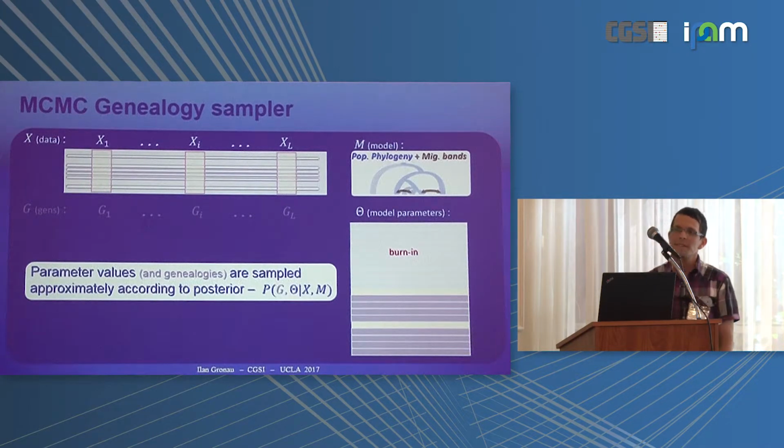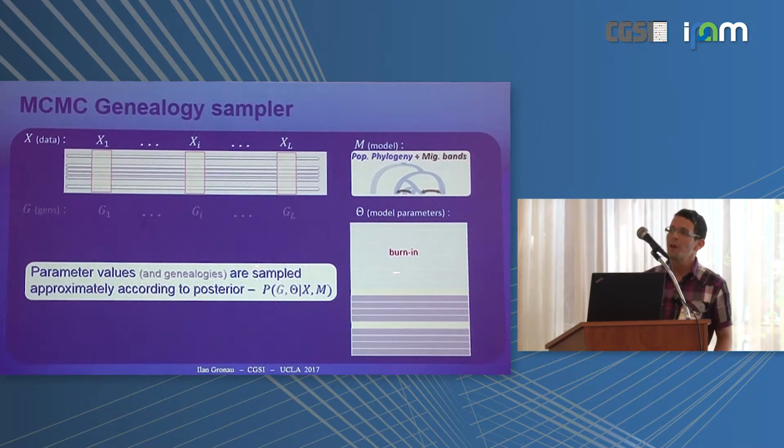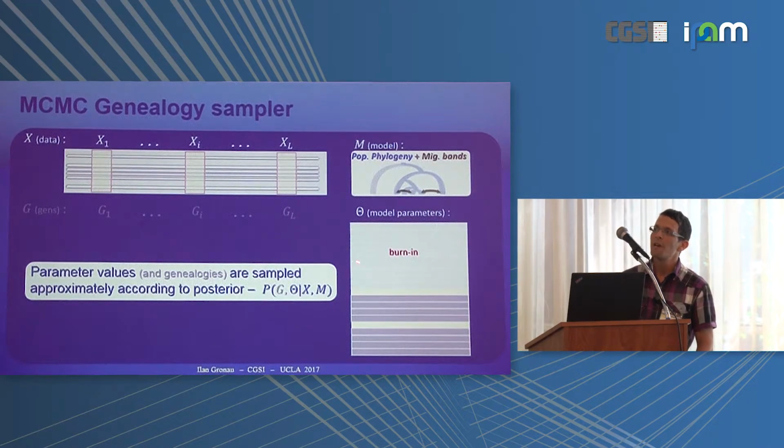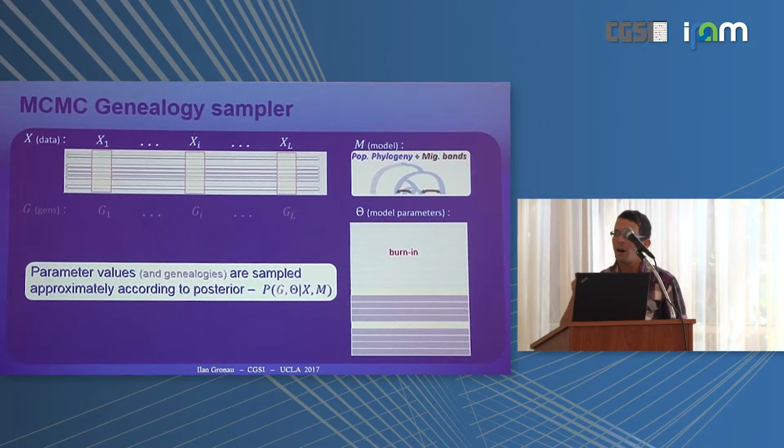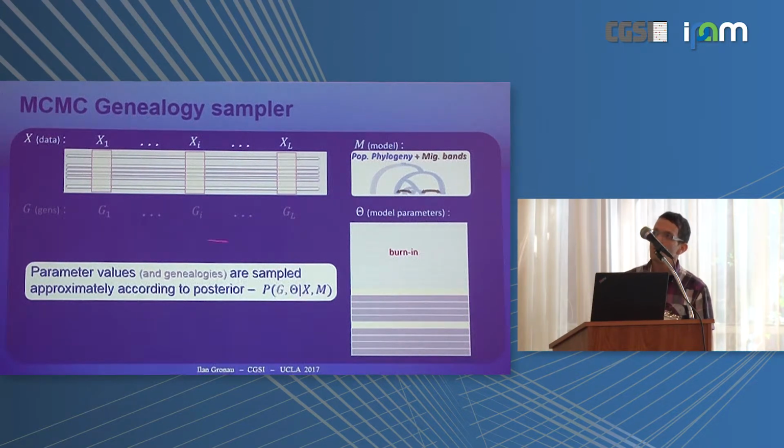But the nice thing is that if you do wait for enough time, you're guaranteed that your samples, and what we care about here is only the model parameters, are going to converge to the posterior distribution. So if we throw away the genealogies, it's exactly what we wanted: model parameters distributed according to the posterior, given your data and the model that you assume.